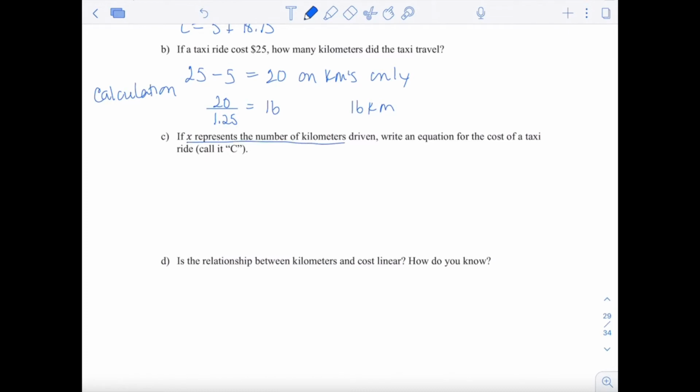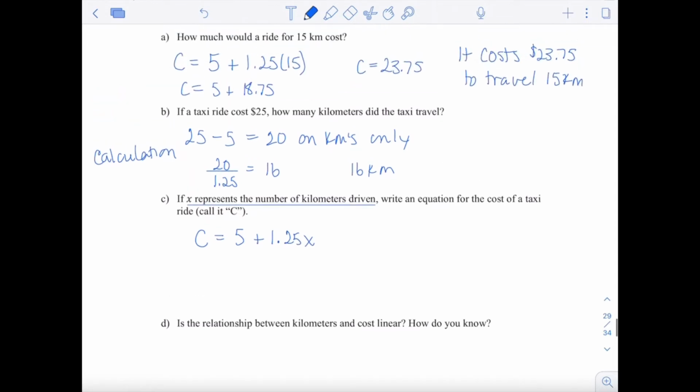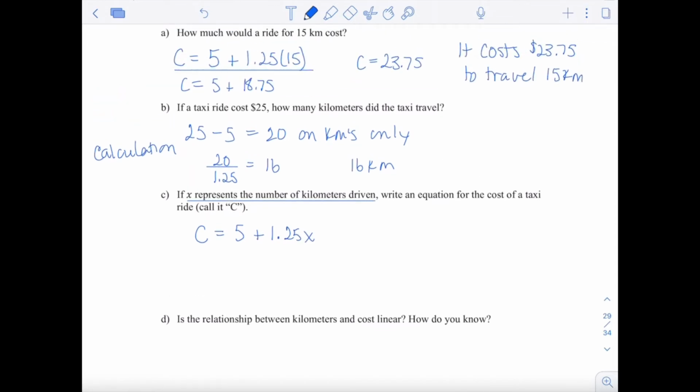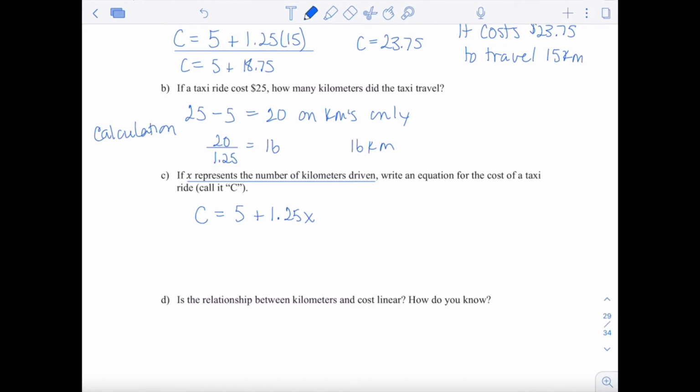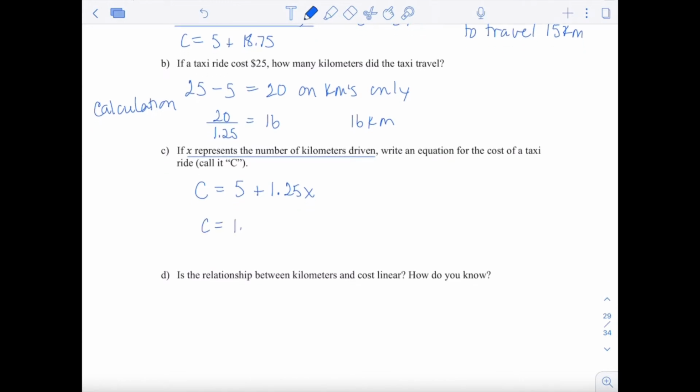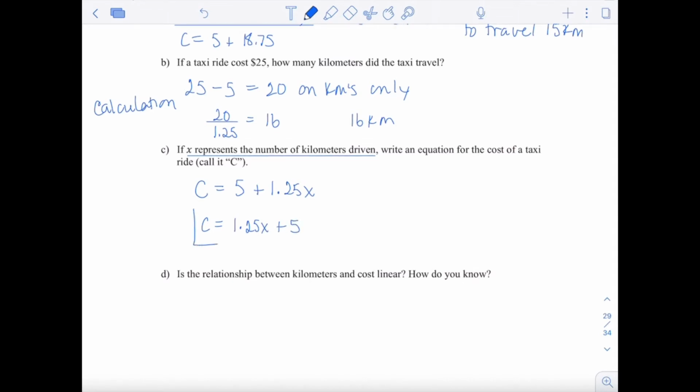If x represents the number of kilometers driven, write an equation for the cost of a taxi. So what we can do is realize that the cost of the taxi is $5 plus 1.25 times x, and then I can sub in a number for x. It looks a lot like the calculation we made in our first question, but now I have a variable x. Now I just want to rearrange this for a minute in this form, because I'm hoping that you will notice that this forms the equation of a line, y equals mx plus b.